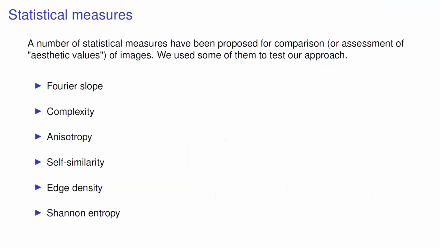So obviously we are obliged to compare this with some other measures of whatever is important for visual perception. There are many of them, I would say tens of them, which were produced in history to somehow assess this.